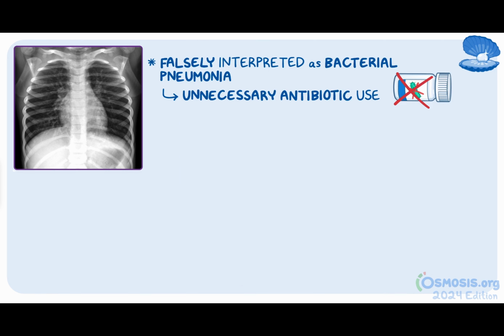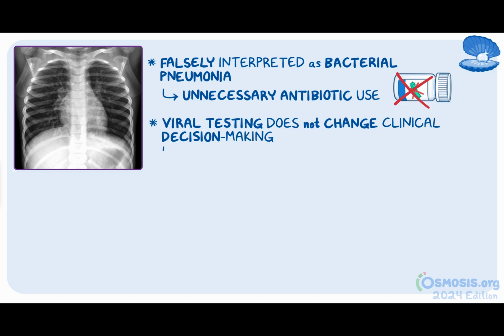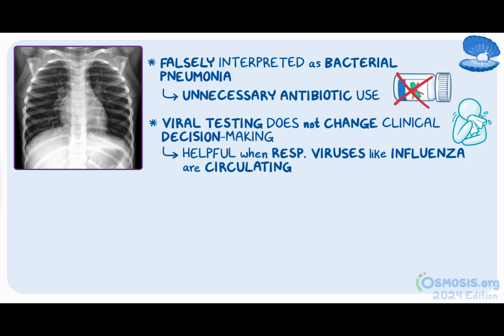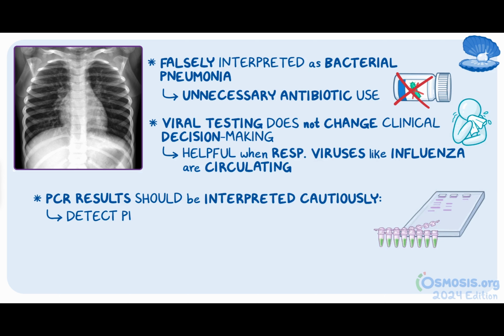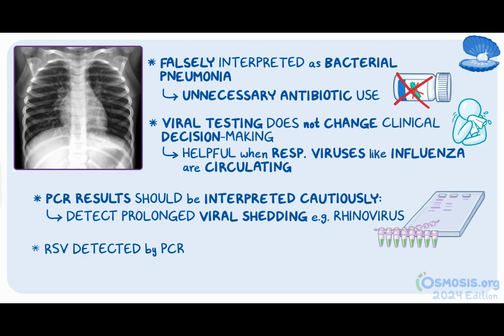In addition, routine viral testing does not typically change clinical decision-making, although it can be helpful when other respiratory viruses like influenza are circulating in the community. PCR results should be interpreted cautiously, as they may detect prolonged viral shedding from an unrelated previous illness, particularly with rhinovirus. On the other hand, RSV detected by PCR is almost always associated with bronchiolitis.